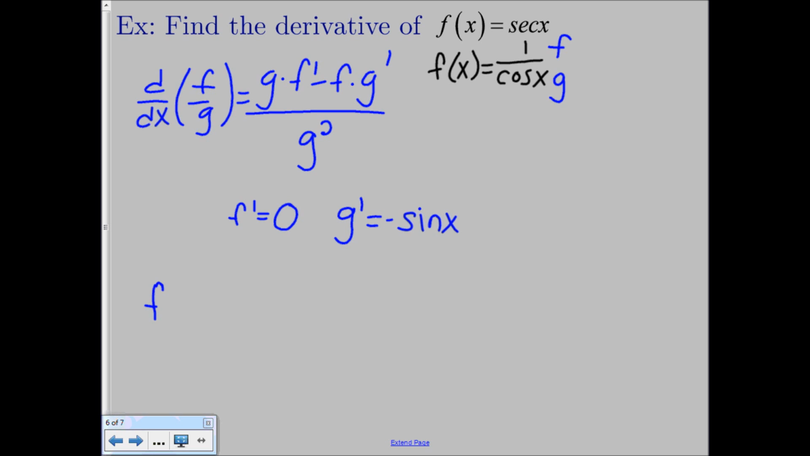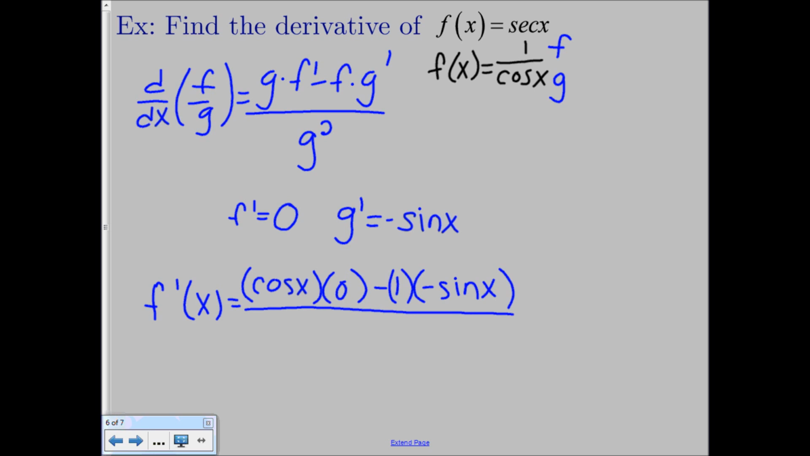Okay, so now we're ready to plug into our derivative formula. So f prime of x is going to be equal to g, which is cosine of x, times f prime of 0. So we have cosine of x times 0 minus f, which was 1, times g prime of negative sine of x, all over the bottom squared, so all over cosine squared of x. Okay, so let's see what happens. Cosine of x times 0 is just 0, and then these two minus signs will cancel and become positive.